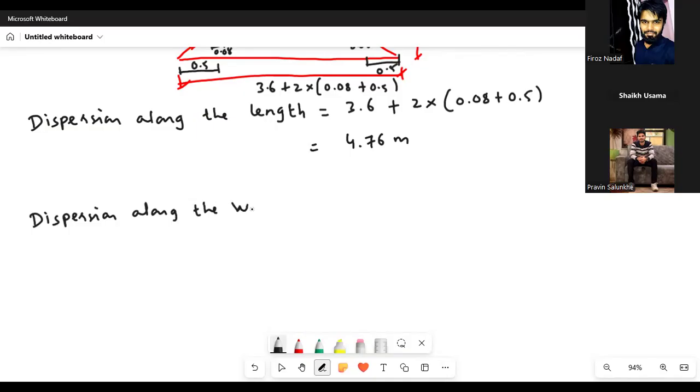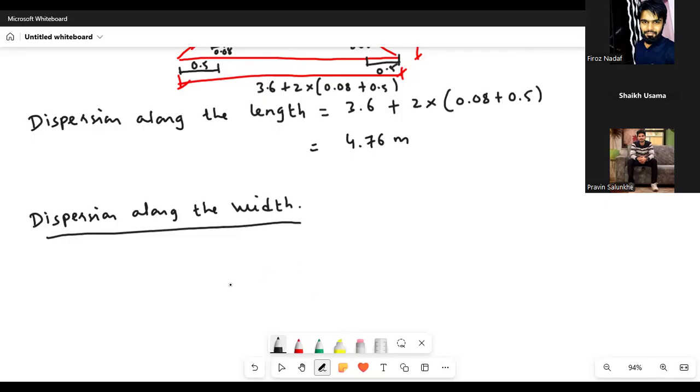For that, you need to refer to one formula which is given in IRC 112 2020, page number 240. Dispersion along the width is complicated. Dispersion along the length is very easy stuff. You just have to add these two values and you will get the dispersion length. Dispersion along the width is complicated. You need to understand some formulas given by IRC.